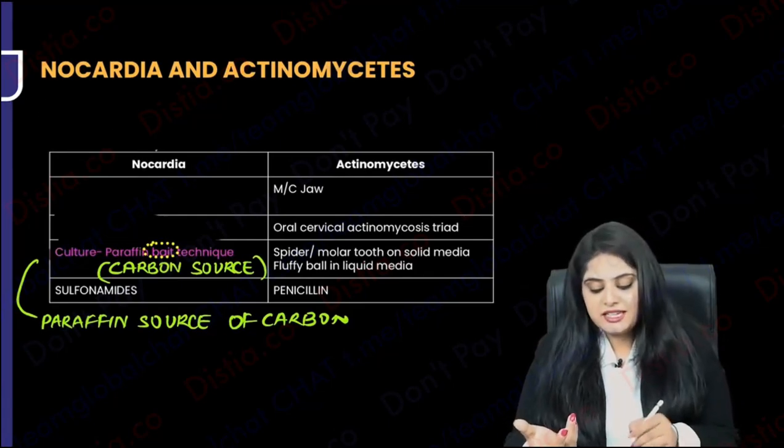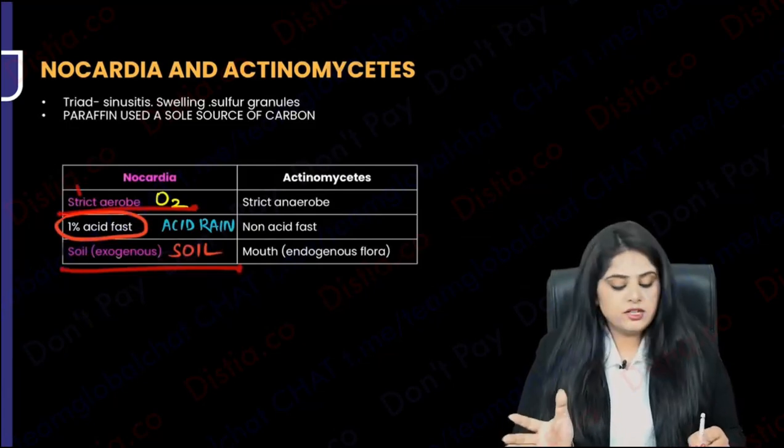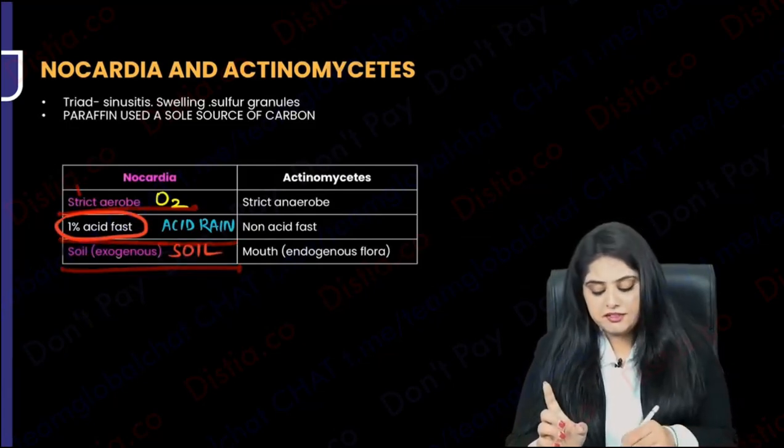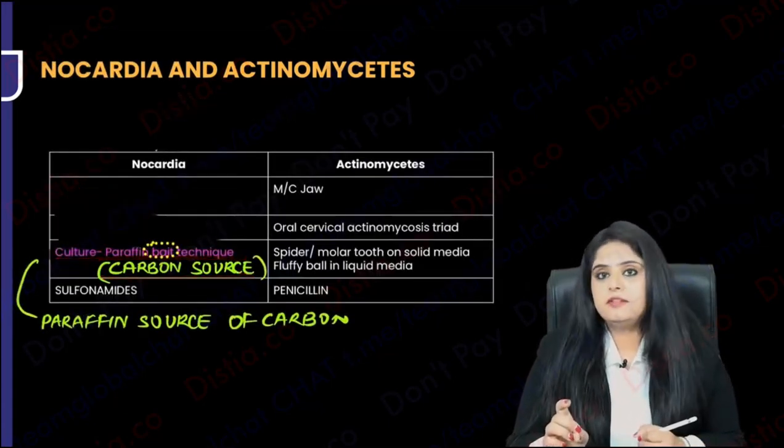The good things were that it requires oxygen, and it is present in the soil. The bad part of nature was acid rain, so it is 1% acid fast, and secondly the bad part is carbon, so it's going to be grown on paraffin bait technique. But what exactly does it do?